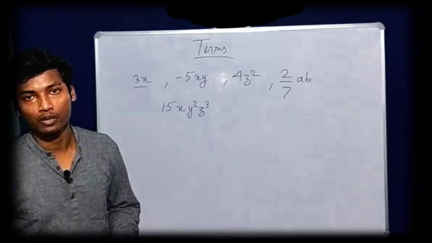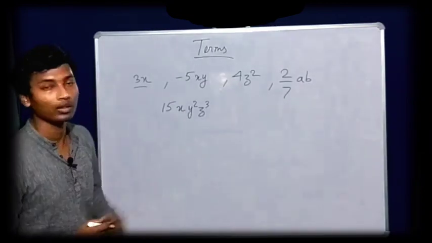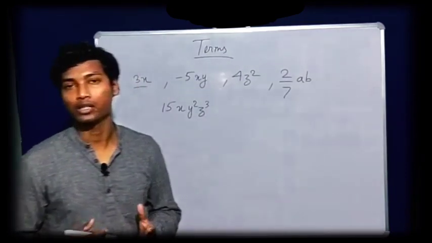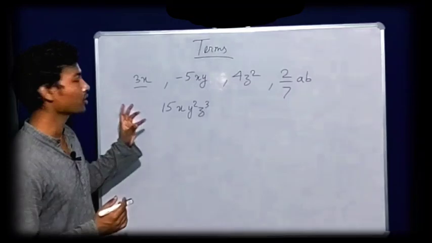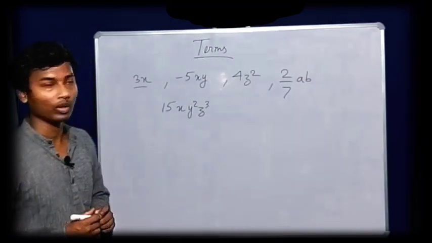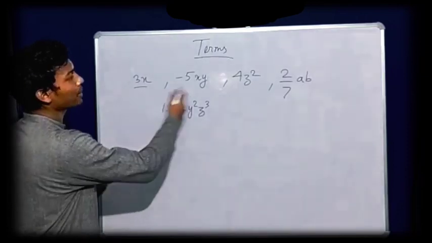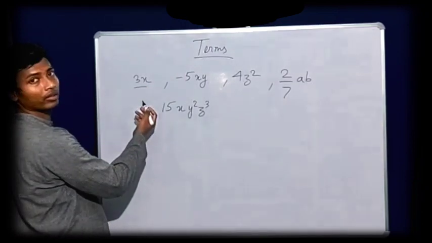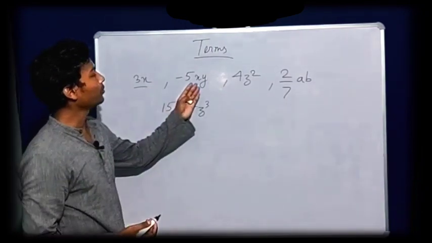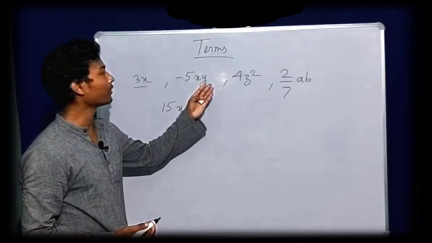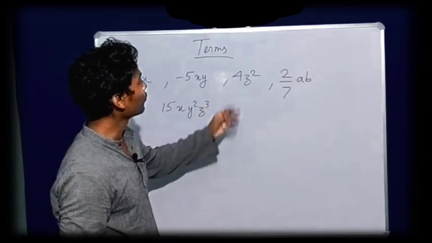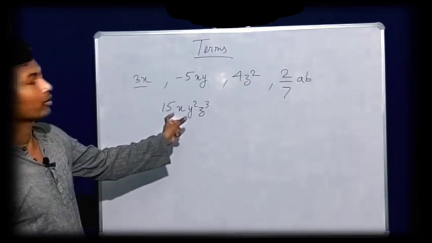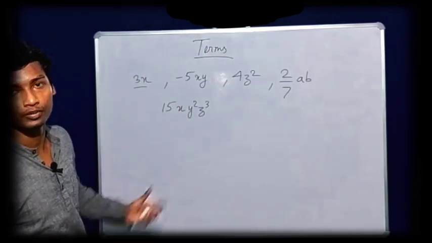Before moving on to algebraic expressions, let's understand what terms are. It is a combination of constants and variables connected only by operations of multiplication and division. Okay, so here you see these are the examples of terms that is given. So here 3 multiplied by x, that is 3x, is a term. Negative 5 multiplied by x multiplied by y, negative 5xy is a term. So here 4z square is a term, 2 by 7 ab is a term, 15x y square z cube is a term.